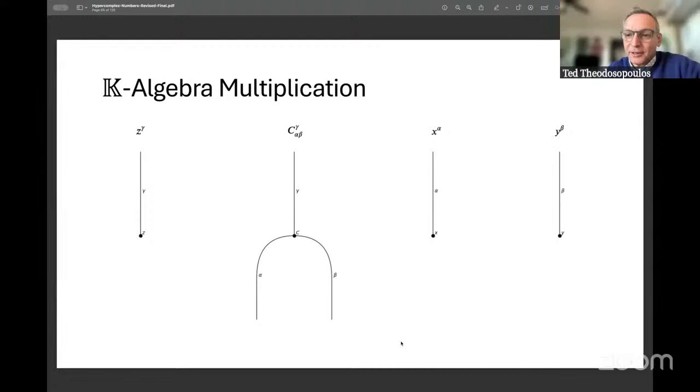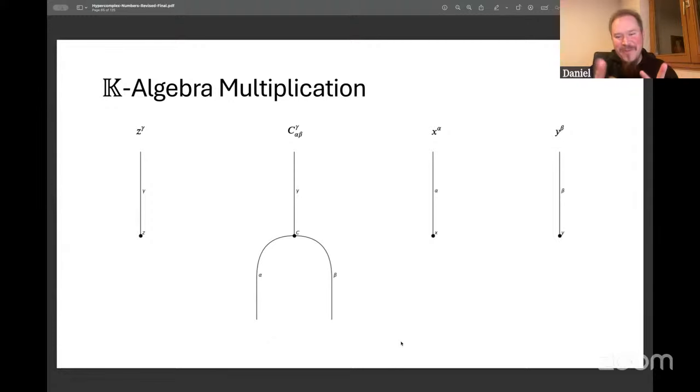Well, I suppose maybe a hint might be that we're looking to represent products as compositions of strings, right? Right. Somehow we want to take the pieces on the slide and combine them together so that we represent the equation z equals x times y.